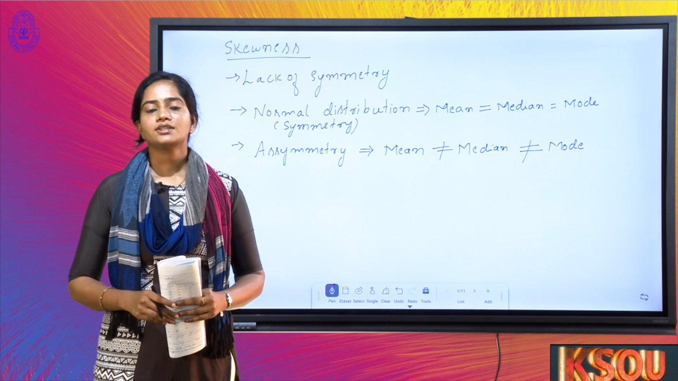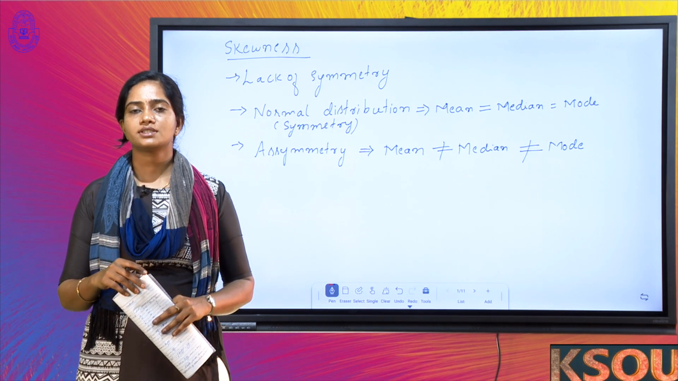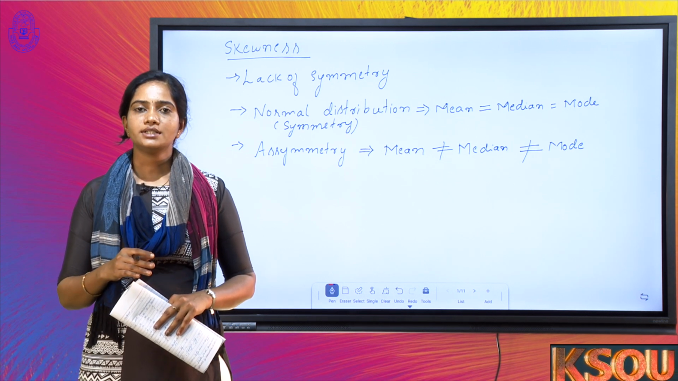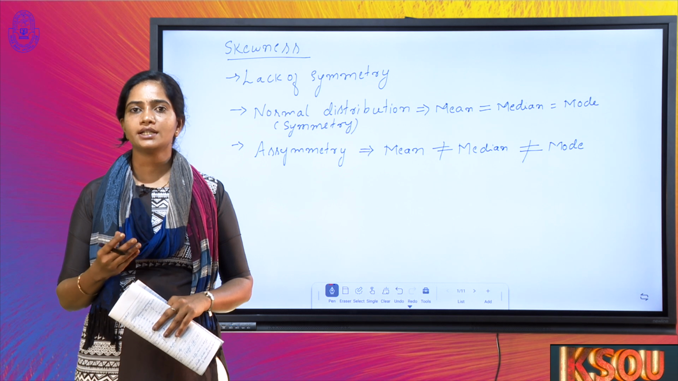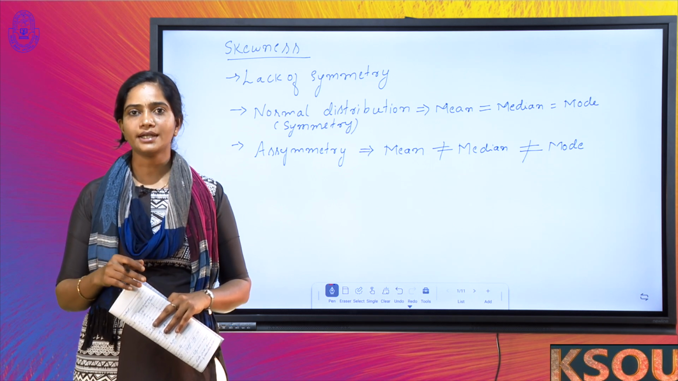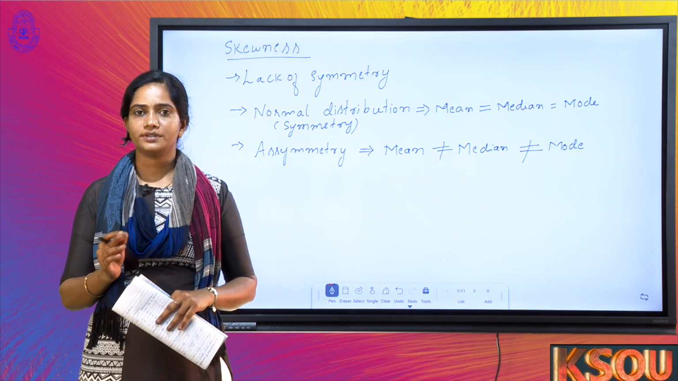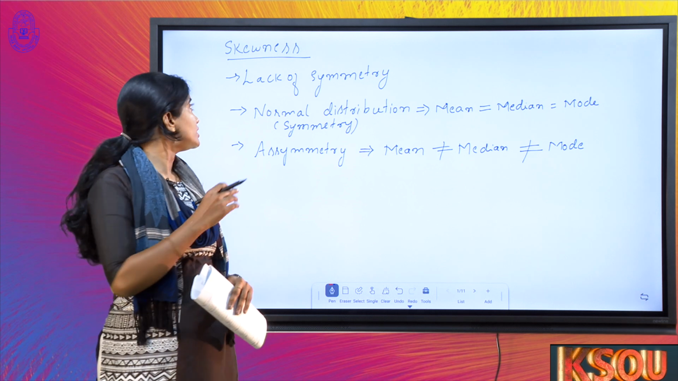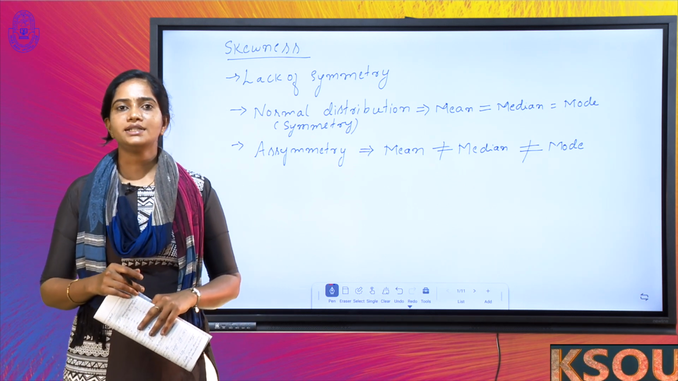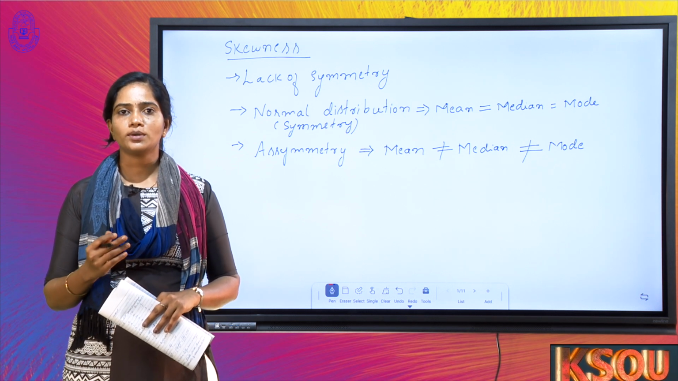Yes, in the last class we have studied various measures of central tendency and measures of dispersion. In measures of central tendency we have mean, median and mode, and in measures of dispersion we have standard deviation, mean deviation, quartile deviation and their coefficients. So, next is skewness.